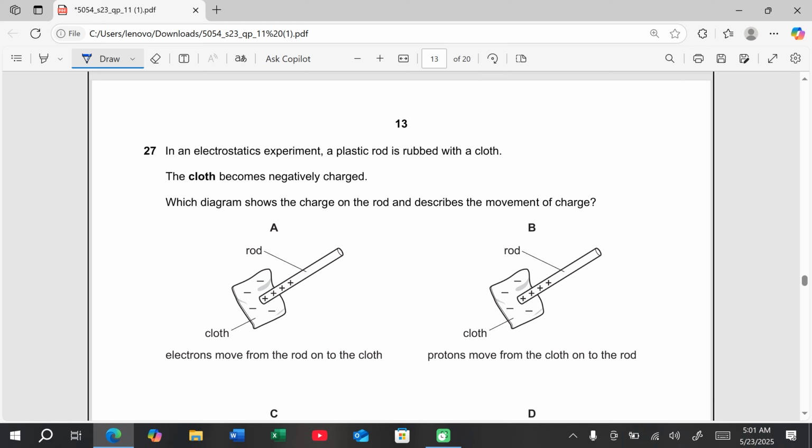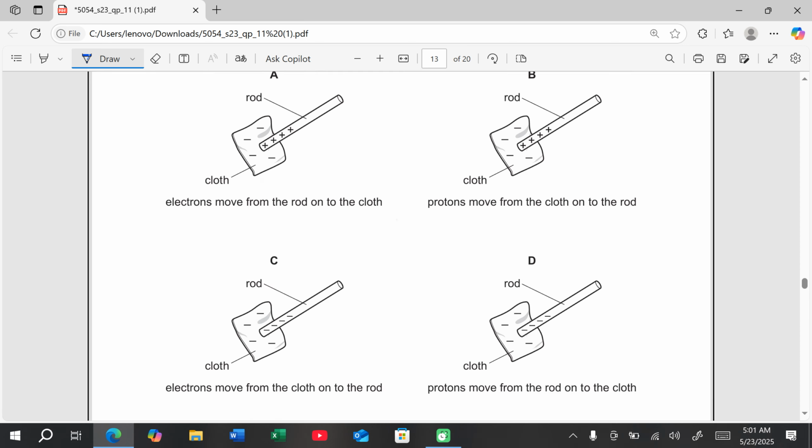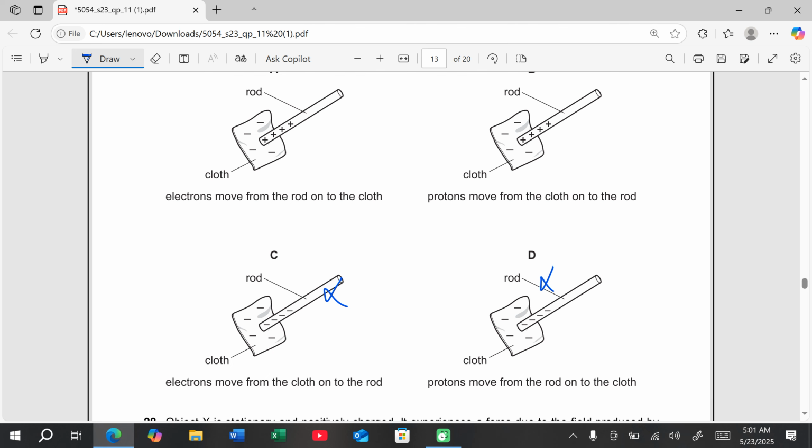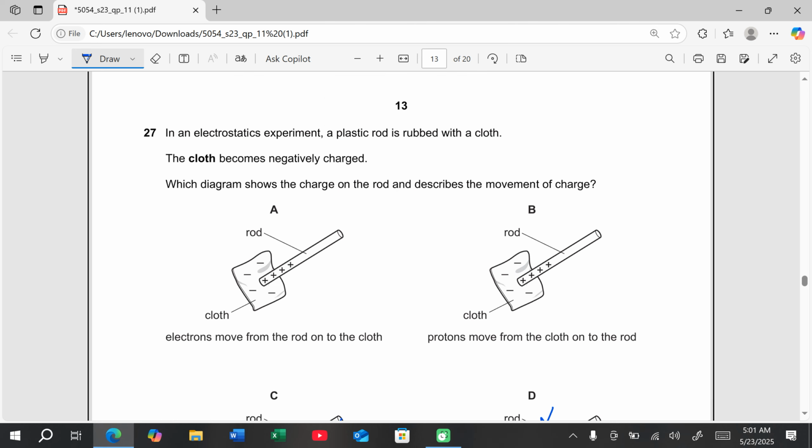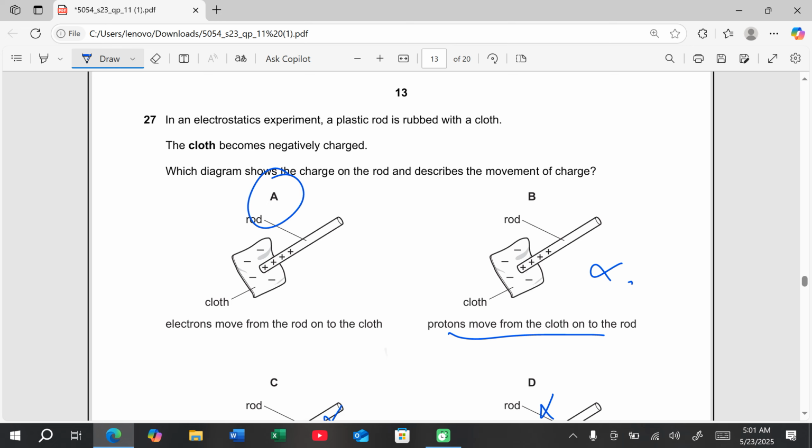In an electrostatic experiment, the plastic rod is rubbed with a cloth. The cloth becomes negatively charged. So it means the cloth had gained electrons. That's why it's negatively charged. So the rod has lost electrons. So the rod should be positive and the cloth should be negative, right? So C and D are automatically wrong. In B and A it says protons move, but protons never move, so that's wrong as well. So it's electrons that move from the rod onto the cloth.